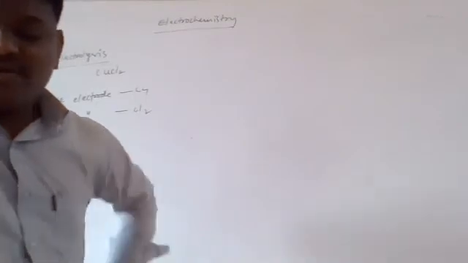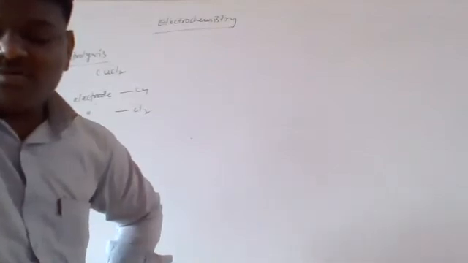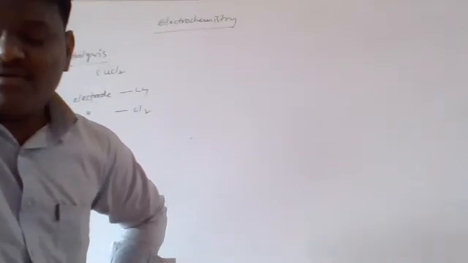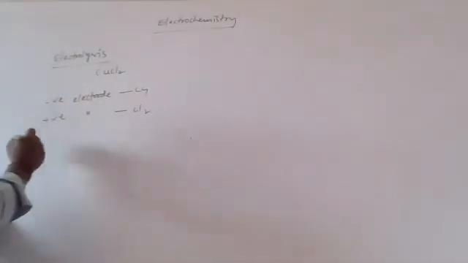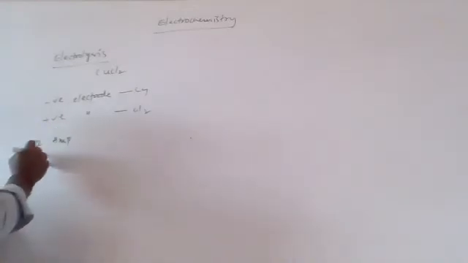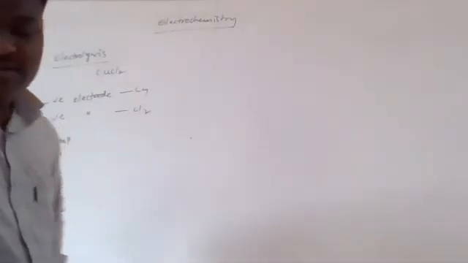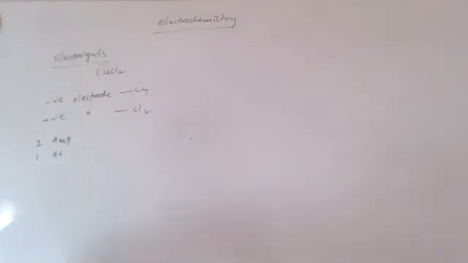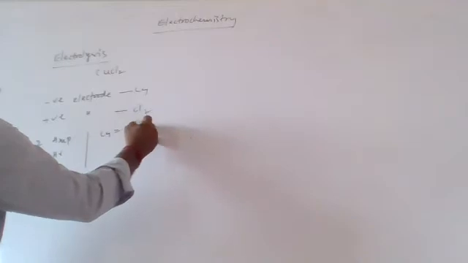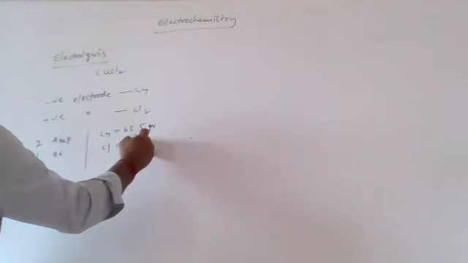This is the question. The information is given, and the question asks how much copper and chlorine gas will be liberated if 2 ampere current is passing for 1 hour. 2 ampere current passing for 1 hour. Clear? The molecular mass of copper is 63.5 grams and chlorine is 35.5 grams.